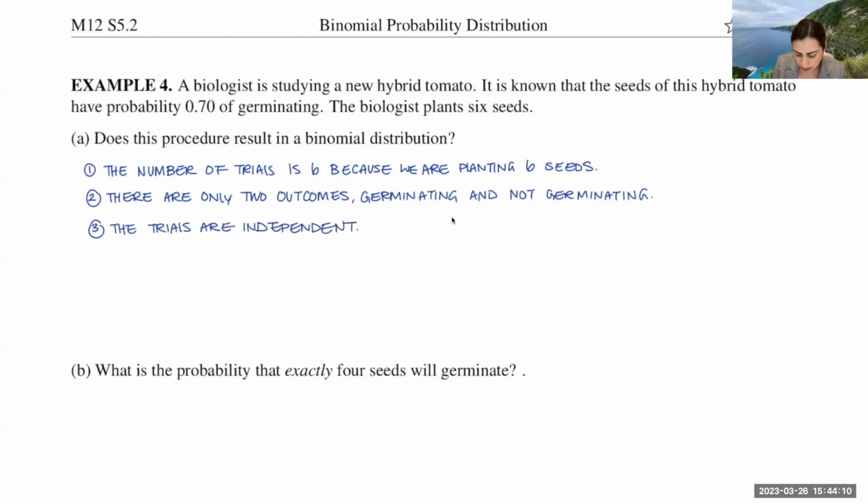Like I said, let's just assume for the purpose of this example that the probability of one germinating is not affecting the probability of the other. And the reason I'm saying the purpose of this example is because there are a lot of factors that go into whether things grow or not, right? In this case, we are told that the probability that a seed germinates for this hybrid tomato is 70%.